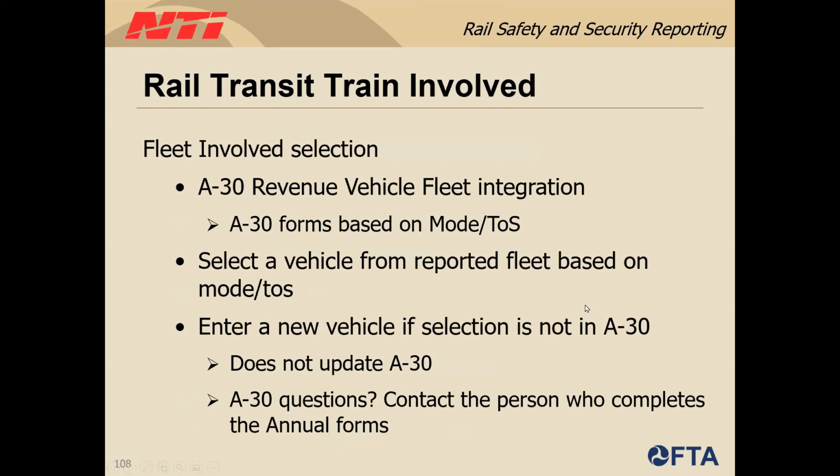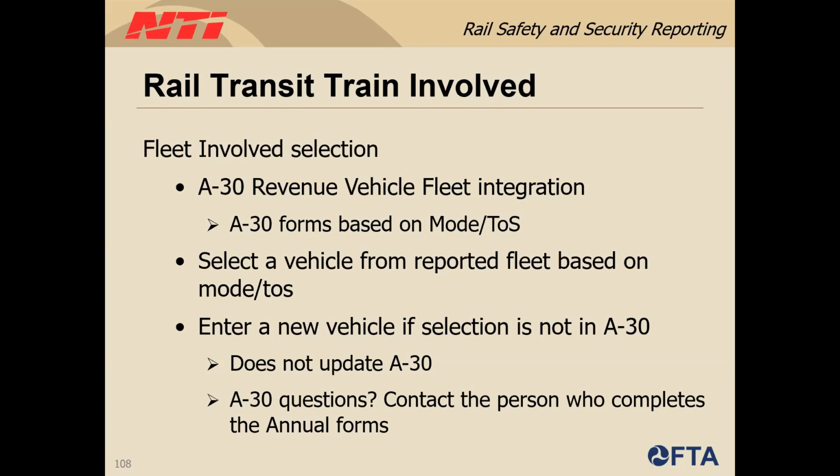So the fleet involved is the first thing that comes up on that transit train involved form, and the fleet involved section is linked to your transit agency's current or most recently saved A30 revenue vehicle inventory form. There are separate A30 forms for each mode and type of service. With this integration, you will choose the vehicle from a list of available options for that mode. When the selection is made, the vehicle manufacturer and the fuel type are already part of the selection, thus eliminating the need for making an incorrect selection there.